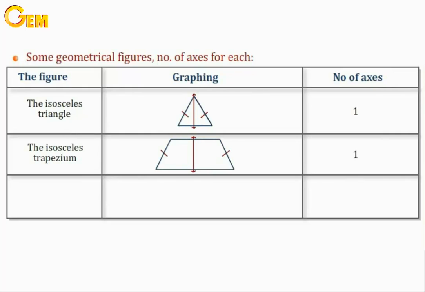The figure is the isosceles trapezium. Graphing the figure is as shown. The number of axes of symmetry is 1. The figure is a rectangle. Graphing the figure is as shown. Number of axes is 2.